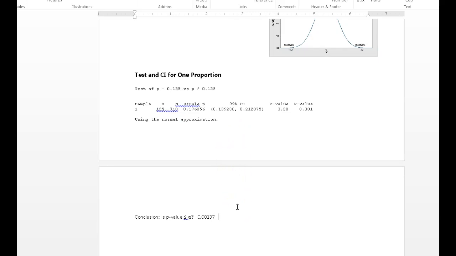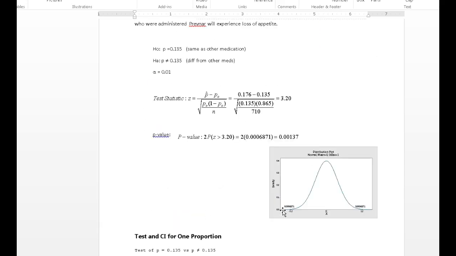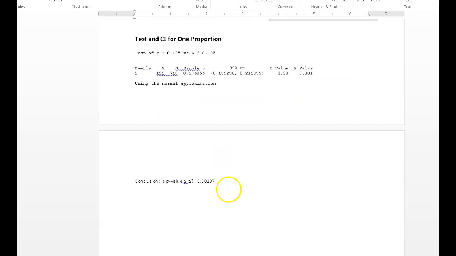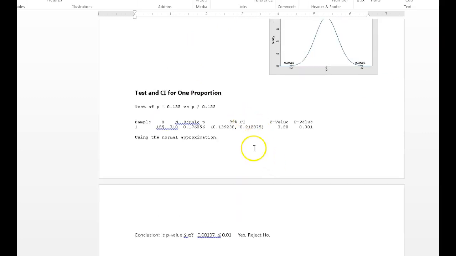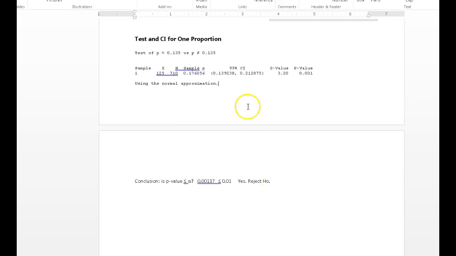Alright, is that less than or possibly equal to, what are we doing? We're doing this at 0.01. So, is this less than or possibly equal to 0.01? Well, 0.00137 is definitely smaller than 0.01. The answer is yes. Anytime the answer to this question is yes, you're going to reject your null hypothesis. Okay, I'm rejecting the null hypothesis.